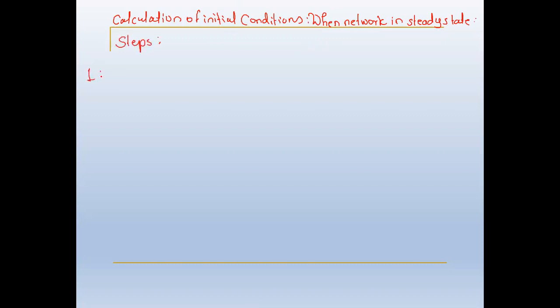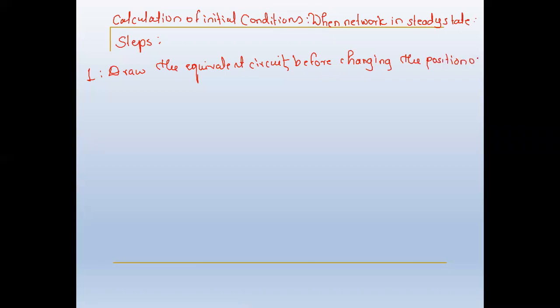So first step: draw the equivalent circuit before changing the position of switch and obtain initial conditions.